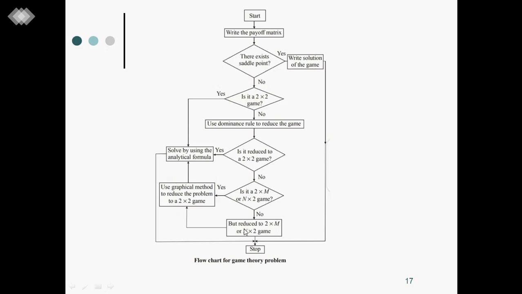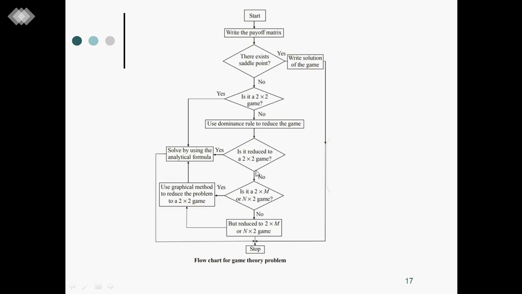This is the second method. In fact, you can call them 4 methods. First is the saddle point method, then the formula, then dominance, then graphical. If it is not 2 by 2 and there is no saddle point either, use the dominance rule. I am just repeating and explaining once again. Use the dominance rule. If it is reduced to 2 cross 2, use the formula.